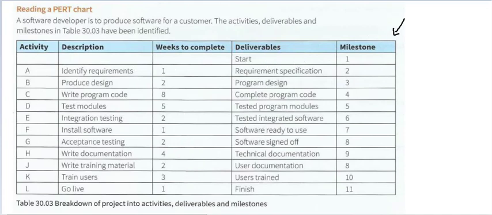By the way, one final thing, when activity A has been completed, we've reached our second milestone. When activity B has been completed, we've reached our third milestone. So the completion of an activity results in reaching a milestone.